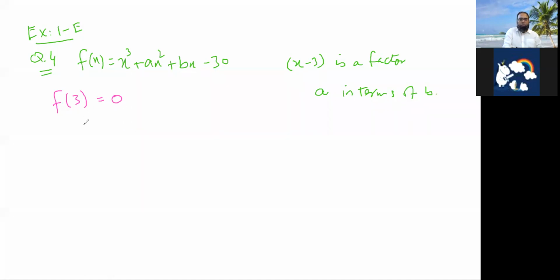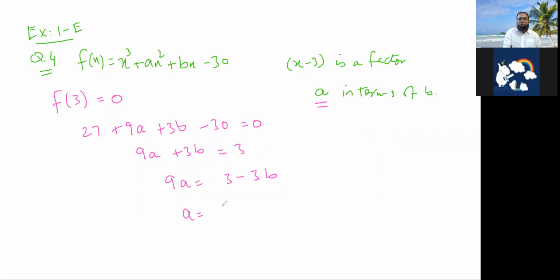So I'm going to put 3 here. This is 27 plus 9a plus 3b minus 30, and that is going to be equal to 0. So this is 9a plus 3b, that is equal to 3. And this is going to be 9a, that is 3 minus 3b. So when it says a in terms of b, that means a should be the subject here. So a is going to be 1 over 9 into, I can take a 3 common from here, 1 minus b. So finally the answer is a equal to 1 over 3 into 1 minus b.